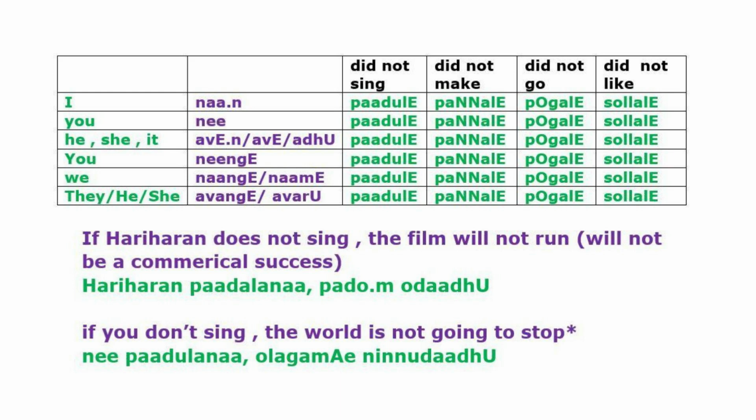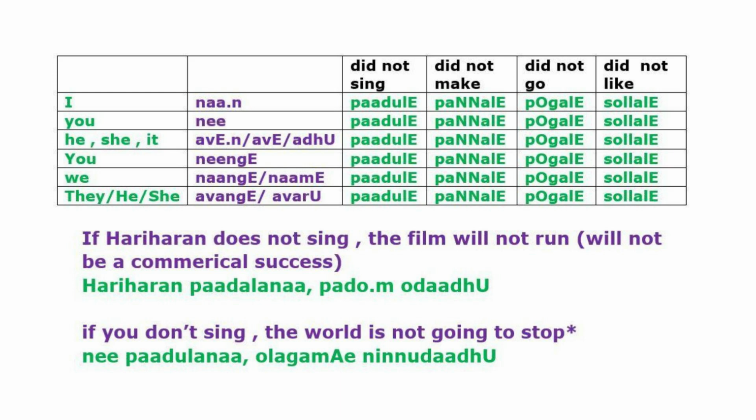I'm using the same table, not the same table, the negative table here for you to understand, and I'll keep that there without moving it. If Hariharan doesn't sing, the film will not run. Hariharan Padalana, and Hariharan is a very popular singer. It's good to know some characters and personalities and people here as you're learning. Hariharan does not sing, the film doesn't run.